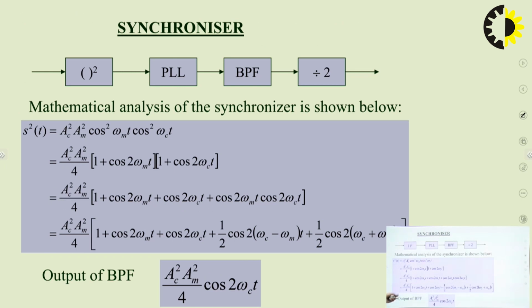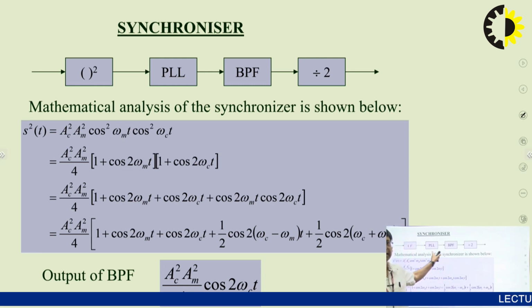Now, this is our synchronizer circuitry at the receiver end that is required to ensure that the output obtained at the receiver, that is the message signal that is obtained at the receiver, is distortion free. In the absence of this circuitry, there may be distortion. So, now let us study this circuitry.